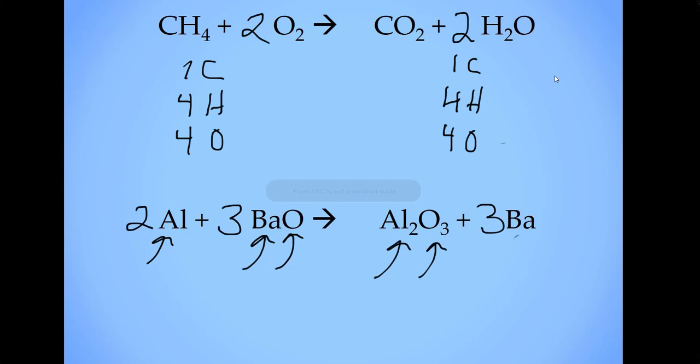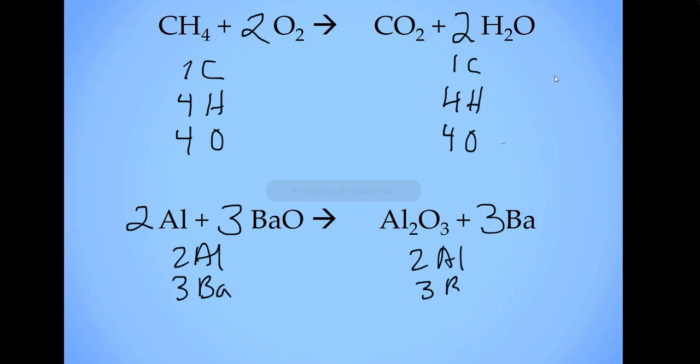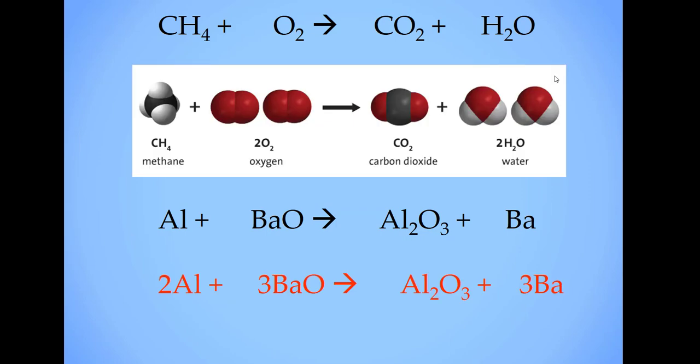So let's double check that we have everything. So we have on one side of the equation 2 aluminums, on the other side 2 aluminums. We have 3 barium, and over here 3 bariums, and then oxygen. We have 3 oxygens here and 3 oxygens here. So this is balanced. Here is a pictorial representation of that first one. So you can see the black carbon. There's 1 on each side, and we can see our oxygens are the red circles, and we can see that there's 4 on the left and 4 on the right.